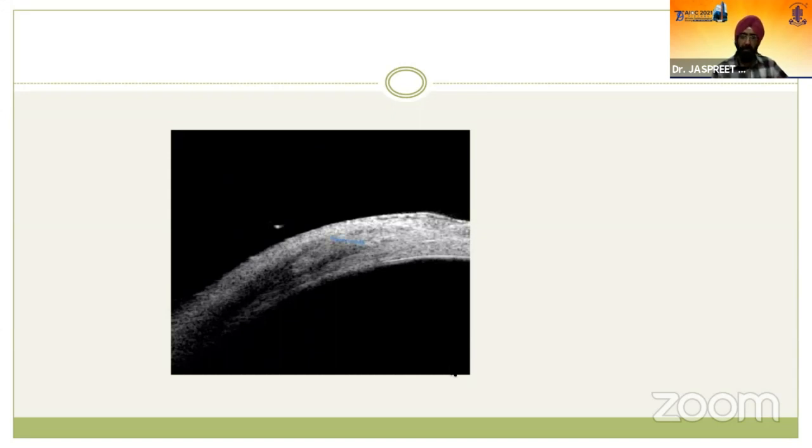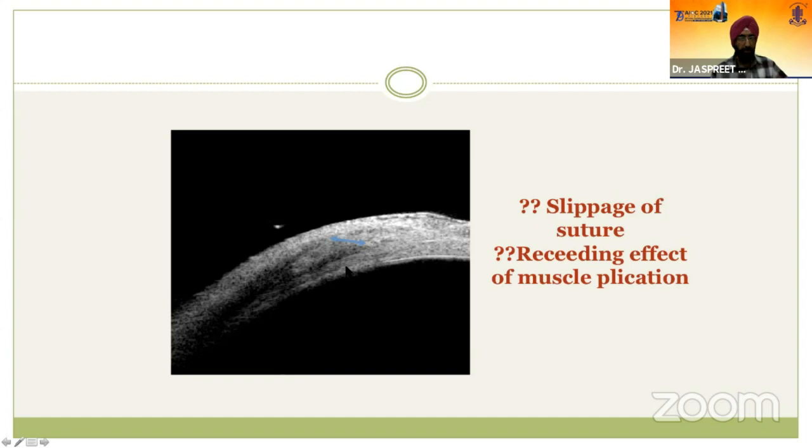You can see here the shadow above is receded as compared to the shadow below. So this is a plicated muscle. Now, is it a slippage of suture or is it a receding effect of the muscle plication? Yes, you can study this. Although you can correlate with the clinical outcome also, in this patient, probably we did not have any kind of over or under correction happening even with this amount of slippage. So it does give you some kind of imaging of the muscle, whether it is correlating to your clinical picture or not, and it can help us in further studies as well.